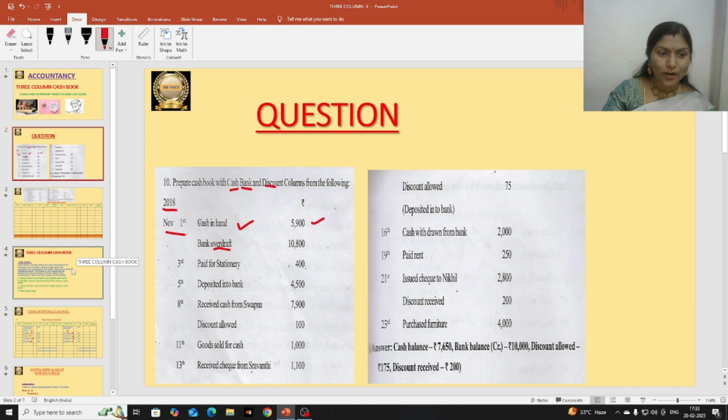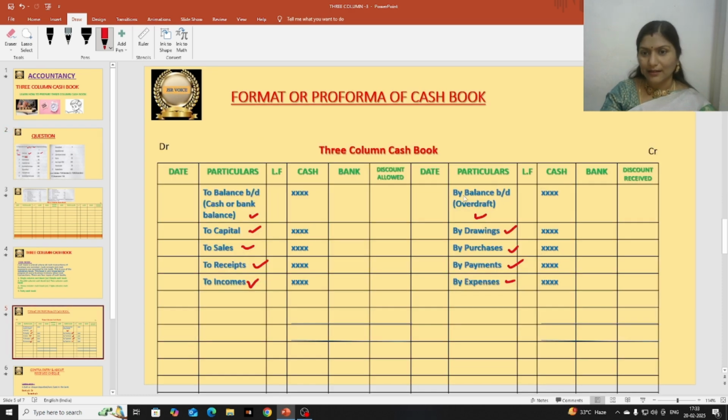I will show the format once. Here you can see overdraft, where overdraft is actually appearing in the pro forma: the credit side. So if cash in hand and cash at bank are given, we will write them on the debit side. But if an overdraft balance is given in the question, we will record it on the credit side. Hope this is clear. Let us go and record that.